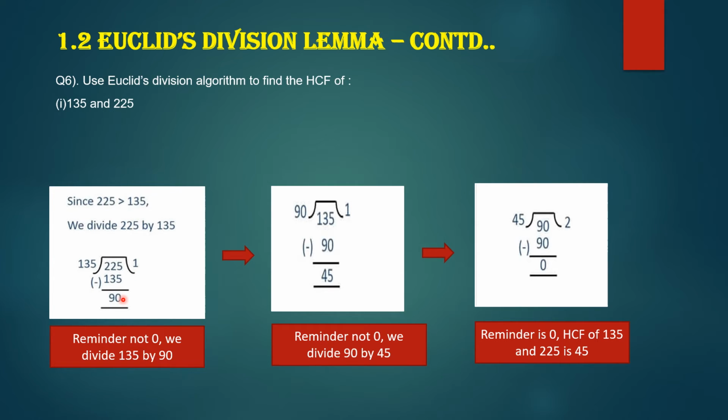So what will we do again? Try to recollect it or correlate it with the lemma theorem. Since the remainder is not 0, we will do our division again. So now we will divide 135 by 90. So here the remainder is 45, which is again not 0, so we will do the division one more time, and in this case the remainder becomes 0. The moment the remainder becomes 0, at that point we can say the divisor, which is 45 over here, is the highest common factor of the two numbers.